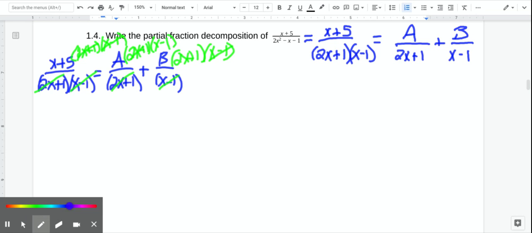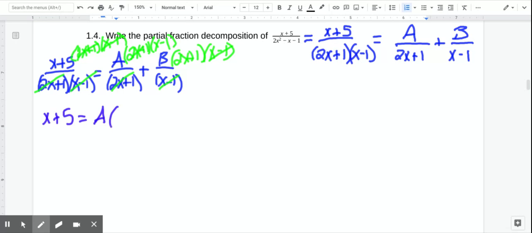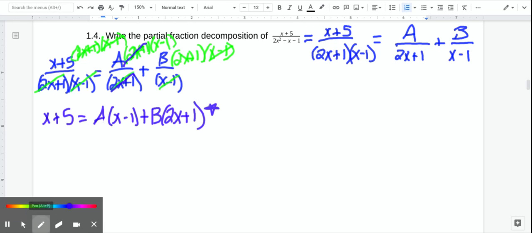And that's going to leave us with, let's see, on the left we have x plus 5. And then A, 2x, no, that one got canceled. Sorry. A, yeah, because that canceled here with that. x minus 1 plus B, 2x plus 1. All right, and that's the equation that's going to be pretty important that we'll keep coming back to.